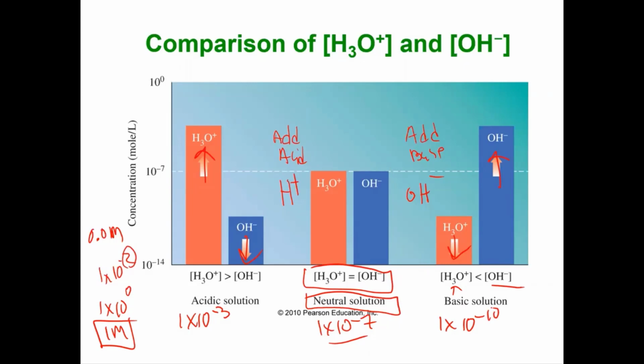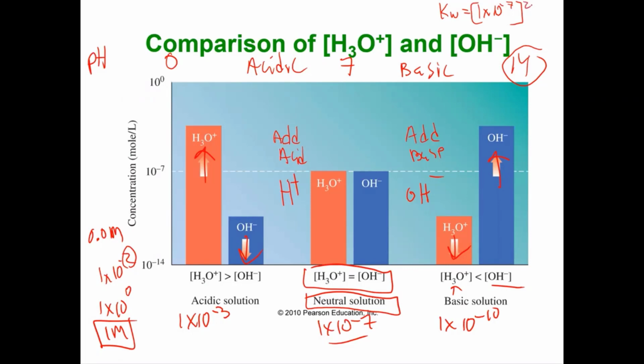Does anyone know how the pH scale is kind of measured? Isn't it 0 to 7 is acidic? Yeah. And then 7 to 14 is basic. Yeah. Where do we get the 14? Remember what Kw was? Kw was 1 times 10 to the minus 7, right? From the hydronium and the hydroxide. So if I square it, 1 times 10 to the minus 14. That's where I get that number from, right? And the 7, do I get these two?